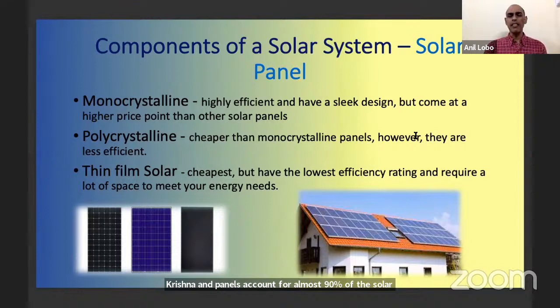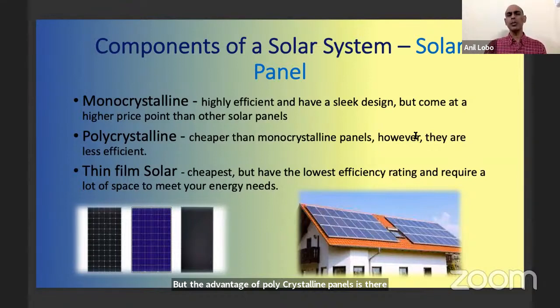Monocrystalline is highly efficient. We are talking about an efficiency rate of about 20%. In other words, 20% of the sunlight gets converted into electrical energy. The polycrystalline are less efficient. They can be anywhere from the range of 13 to 17%. But the advantage of polycrystalline panels is they are much cheaper than monocrystalline.